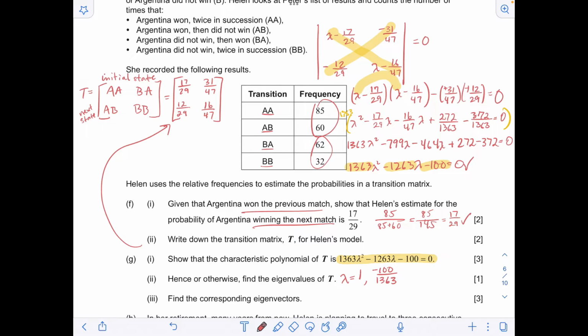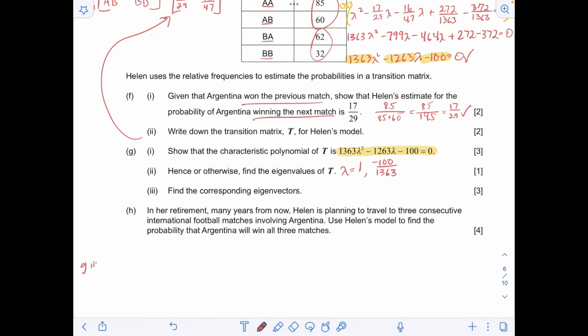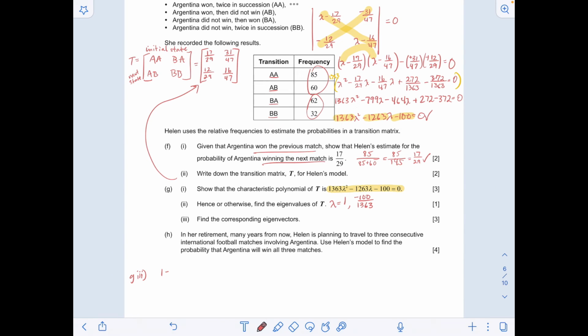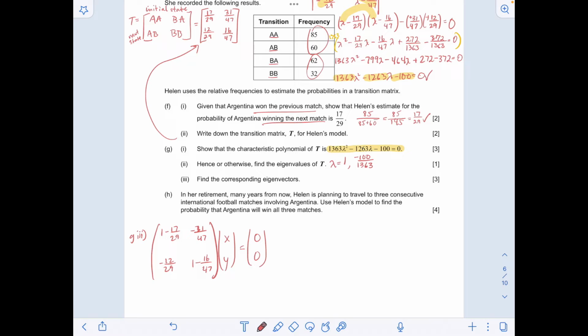We do this by taking our matrix with lambda and substituting each of these values of lambda in. So let's see. I'm down here on G, part 3. For lambda equal 1, I've got 1 minus 17 over 29, negative 31 over 47, negative 12 over 29, 1 minus 16 over 47. I take that matrix, I multiply it by the matrix x y and set it equal to 0, 0. And I can multiply these together to get an expression for x and y. By the way, 1 minus 17 over 29 is 12 over 29.